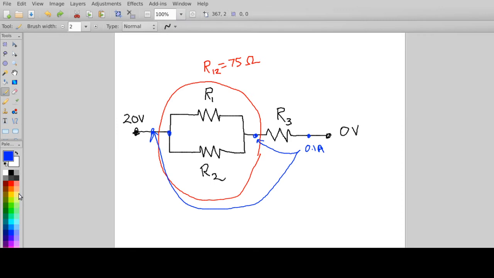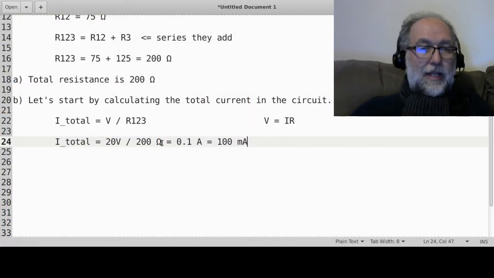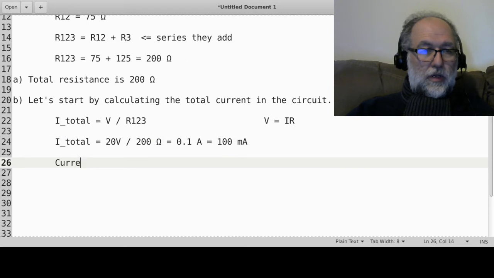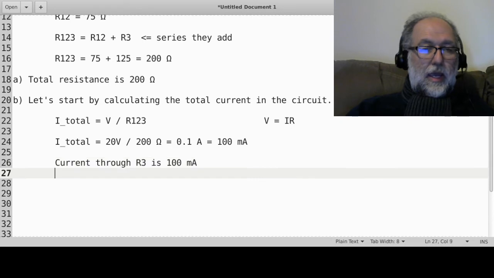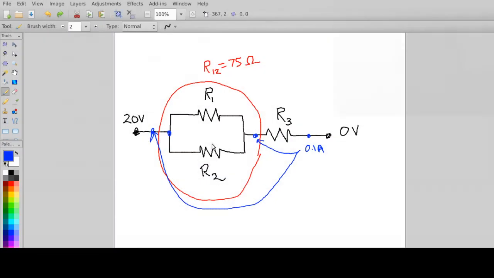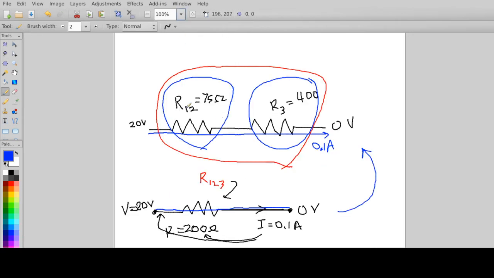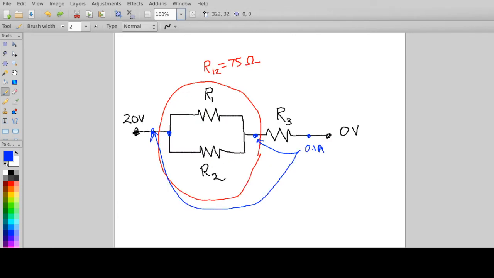We could just go back here, and we can say we determined that current through R3 is 100 milliamps, okay? And we don't know the current through R1 and R2, but we know the current through the combined R1, R2, okay? And that's also 100 milliamps. So back to maybe this diagram for just a second. That R12 right there, that reduced resistor R12 is carrying 100 milliamps, okay? But R1 by itself isn't, and R2 by itself isn't, okay?